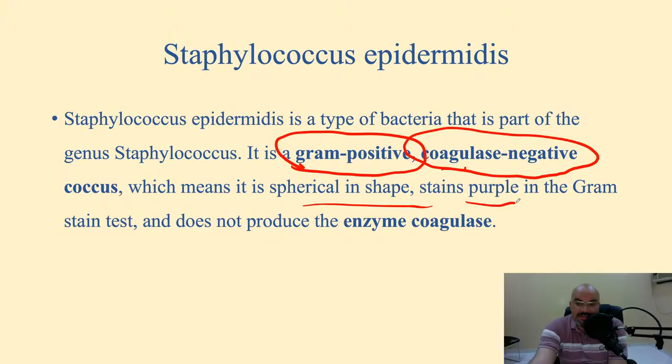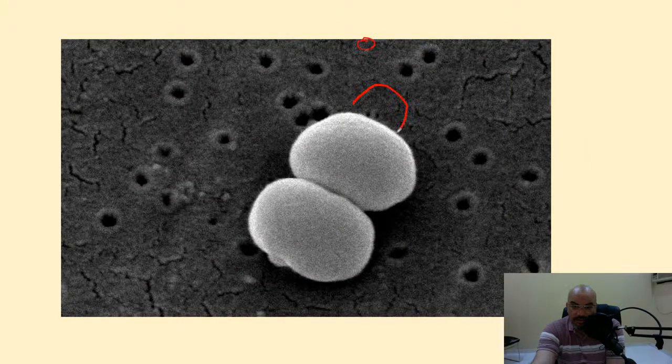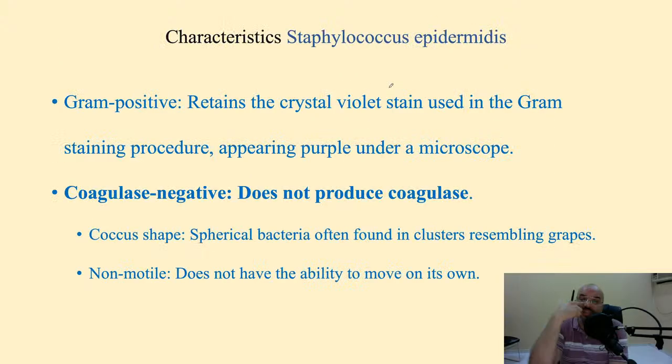It stains purple in the Gram stain and doesn't produce the enzyme coagulase. This is how it looks: the Staphylococcus epidermidis. Regarding movement, it's very hard for this bacteria to move or change its location. It takes a long time until this happens. It's gram-positive and coagulase negative, which means it's not producing coagulase. In this case, the movement is not there.